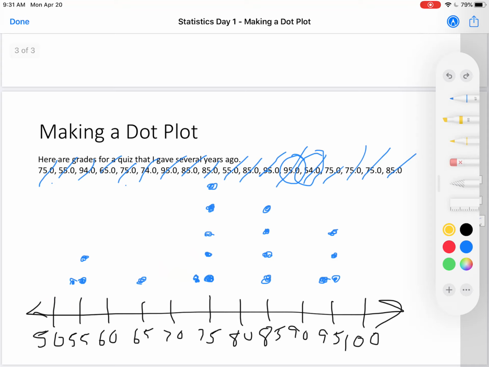But you see how nice it is to have data organized, and this is one way to do it in a dot plot.